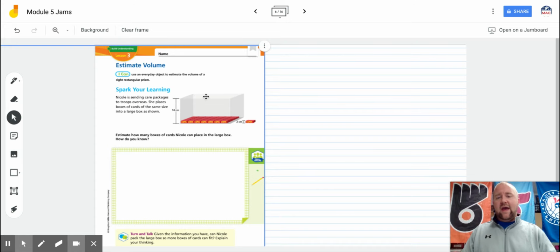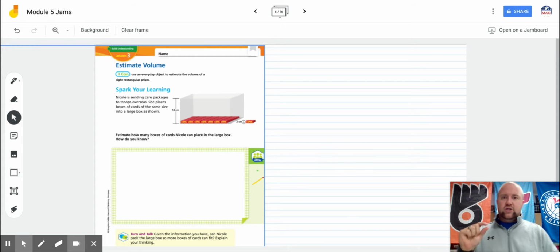In the example that we have here, it says Nicole is sending care packages to troops overseas. She places boxes of cards in the same size into the large boxes shown. Estimate how many boxes of cards she can place in the large box, and how do you know? Well, we're looking at these playing cards here, and they give you this example where each playing card box is 2 centimeters tall.